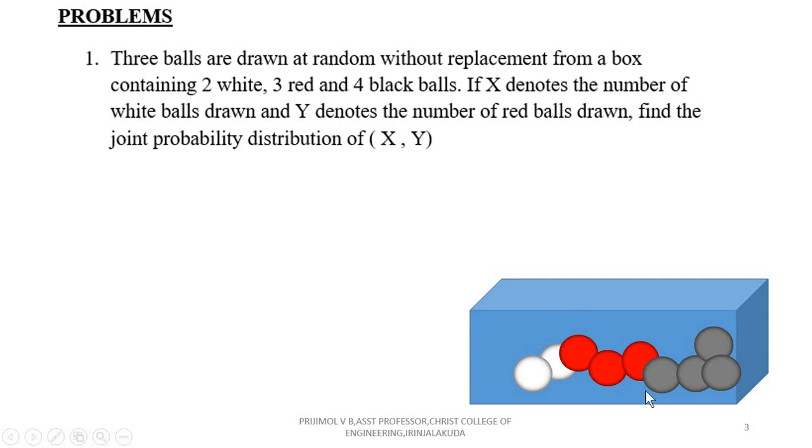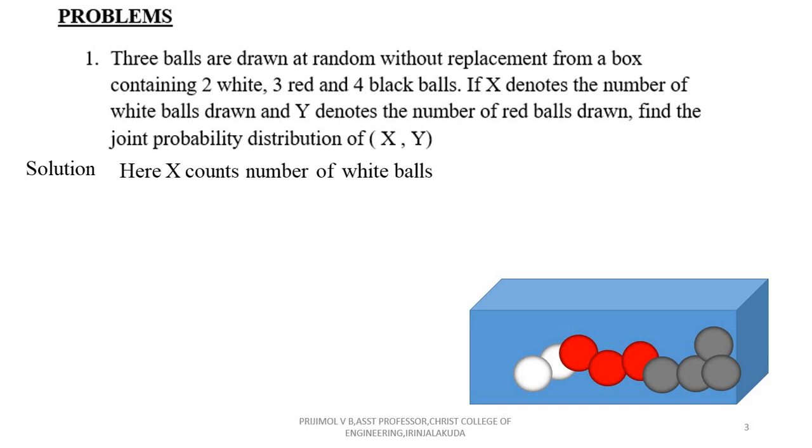So we have a box containing 9 balls. From these 9 balls we are taking 3 balls at random without replacement. And here we have defined two variables, capital X and Y, where X will count the number of white balls drawn from a sample of 3 balls and Y denotes the number of red balls drawn from a sample of 3 balls. We are going to find out the PMF of X and Y.